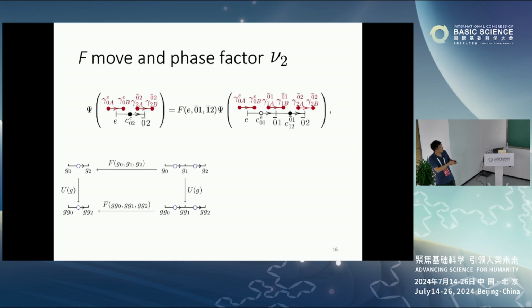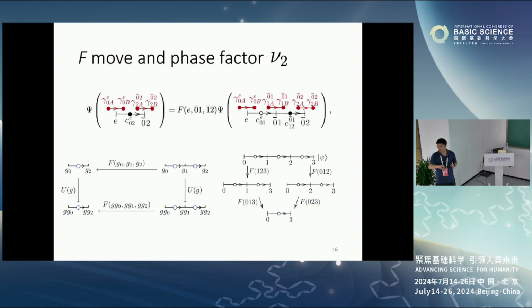Yeah, this is the F move. This is only for one layer. I will tell you later. So that's only for a classification of SPT. We're not talking about the stacking of that. So that's for one layer, and that's the symmetry action also for one layer. And they should satisfy some pentagon equation, but the simplified version of the pentagon equation like this.